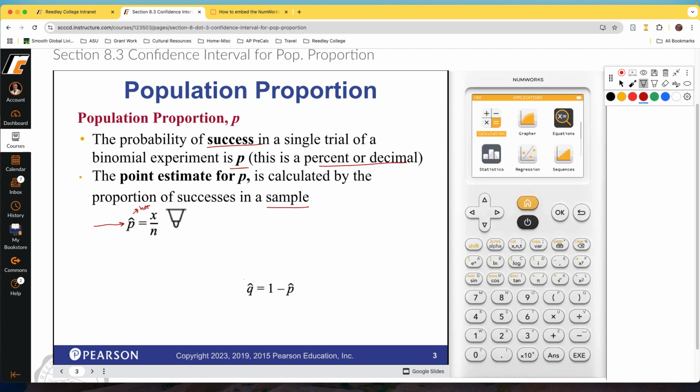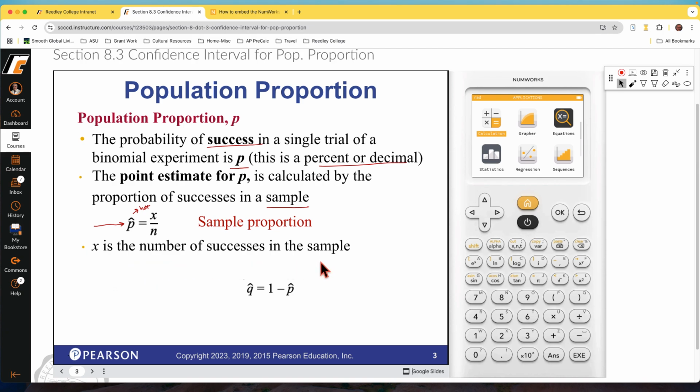And x comes from the sample and n comes from the sample. X is the number of successes in the sample, the number of days it rained, or whatever we're talking about. X is that number of successes. And then n is the sample size. So we just do a division, which gives us a percentage, right? And then we also can tell the percent of failures, or the proportion of failures, which will be q hat. And we can always get that by taking 1 minus p hat. So 100% minus whatever that is.